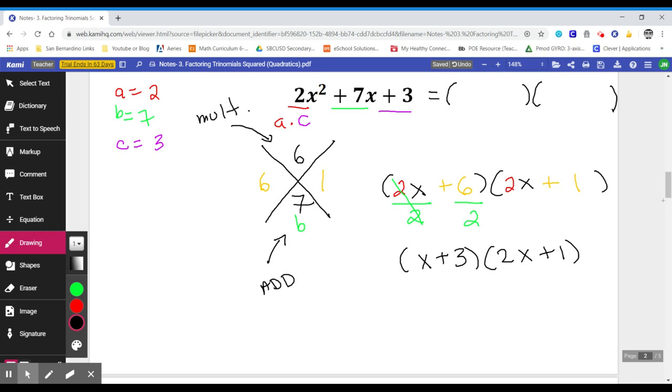Again, don't trust me. Don't trust yourself either. When you want to check your answer, just really quick, check it. I mean, you got the answer already.